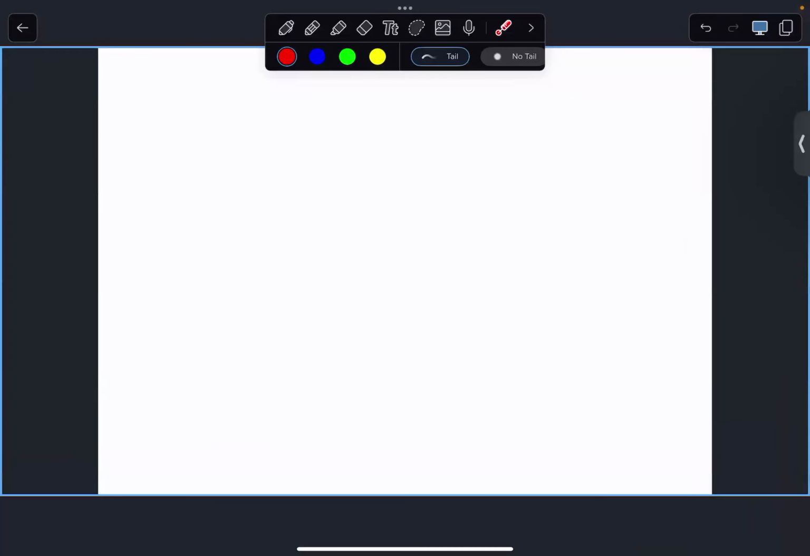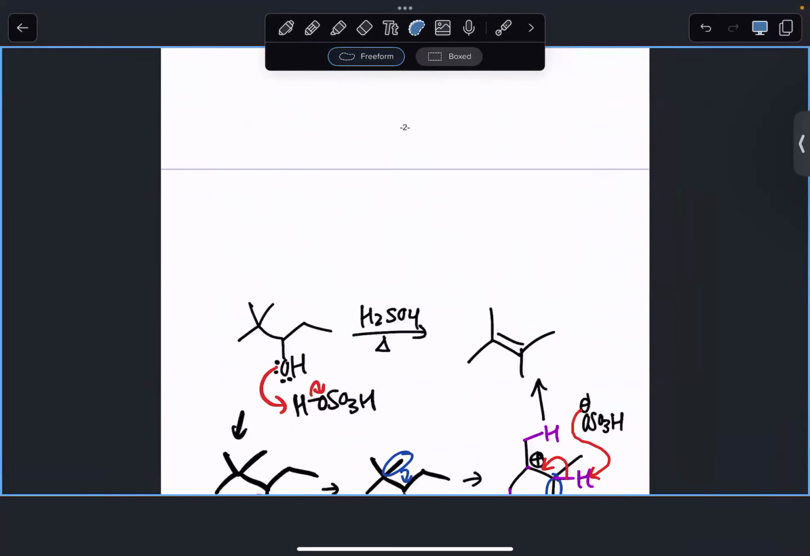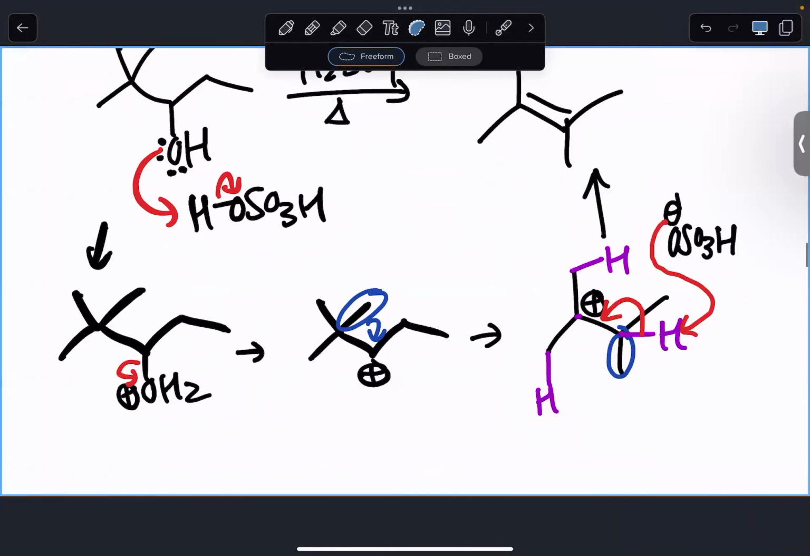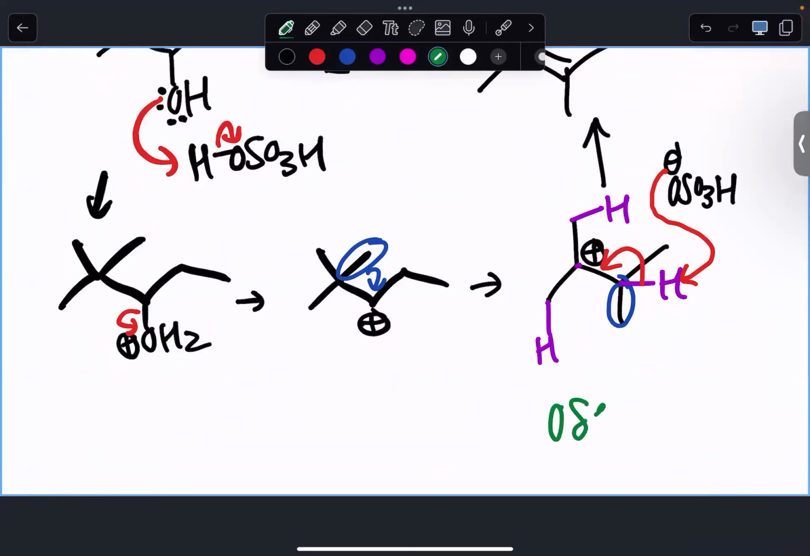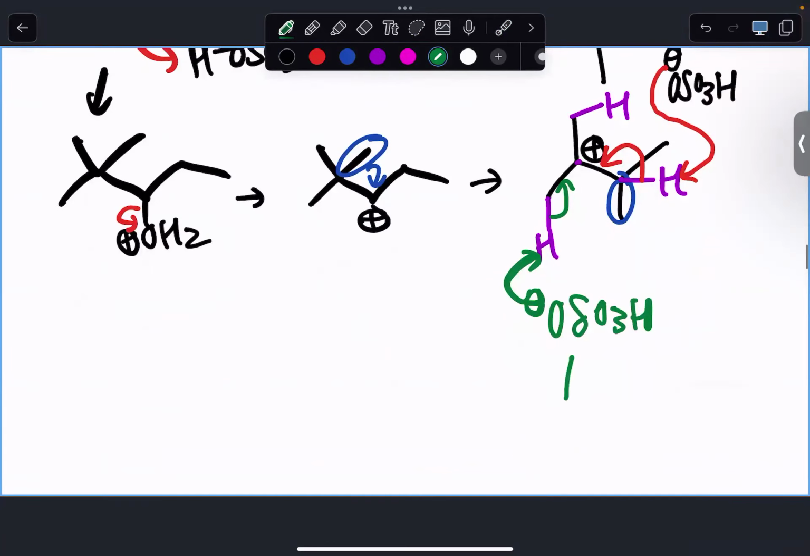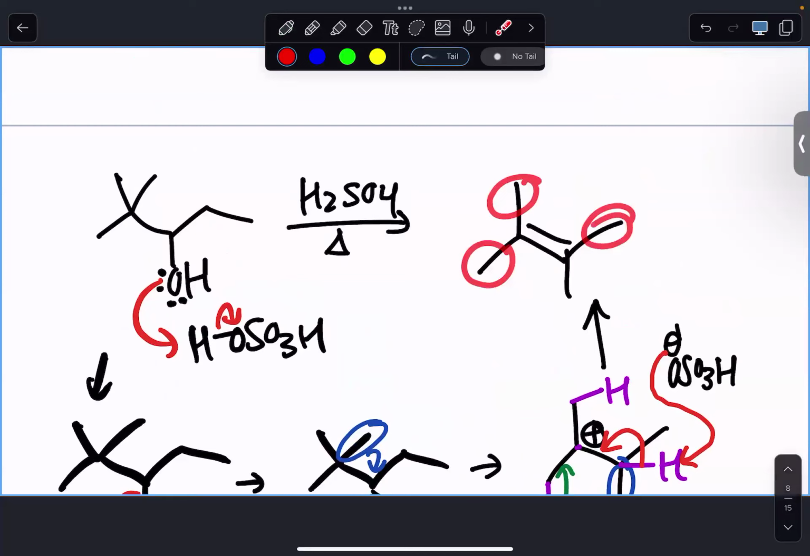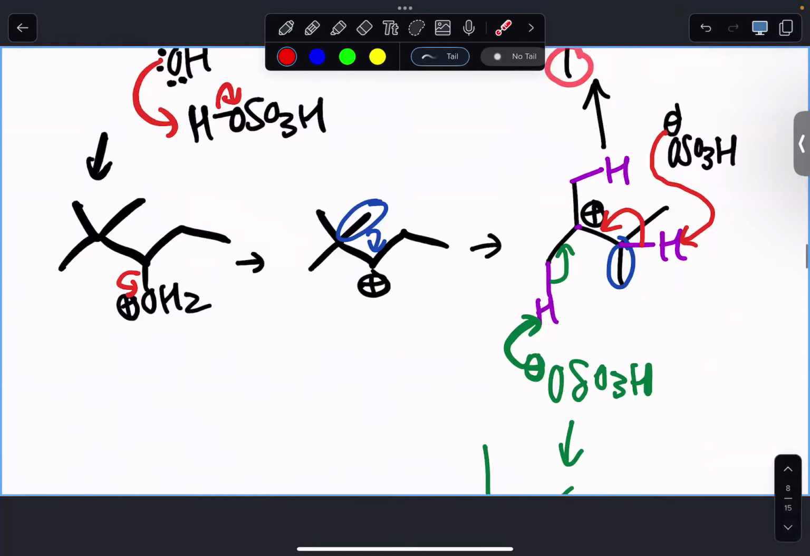Now the question is asking for 3 minor products. So let's get more space. So that's how we got to the major product. One of the minor products would be if we grabbed the less substituted beta hydrogen to make the less substituted double bond. Like that, right? This is the minor product because this double bond here is di-substituted. There's only 2 R groups attached to that double bond, whereas the major product is tetra substituted. There's 4 groups attached to that double bond.